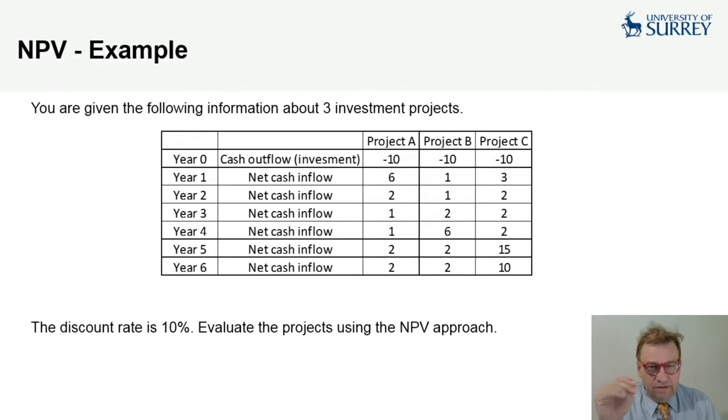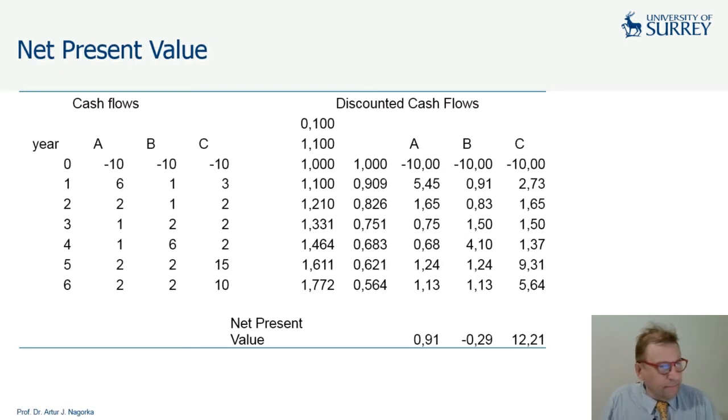Interesting project. But you might say, yeah, but it's year 5, year 6, and it's a 10% discount rate. When we use the factors, how will it look? That is the answer. It will look like this. So I will leave you a moment to see how it looks. Now you know how it looks.